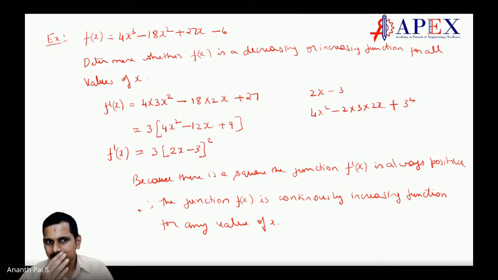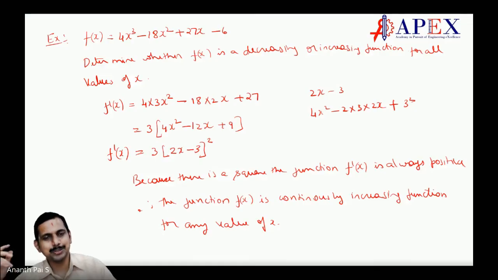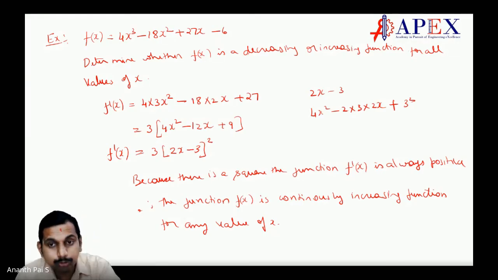So here to see whether the function is increasing, we can also use substitution, putting values. But can you say for all values of x, can you prove it? Sometimes there is a chance that it may be negative, so you may miss it. So it's always better to factor it. It's always better to find the dy by dx.